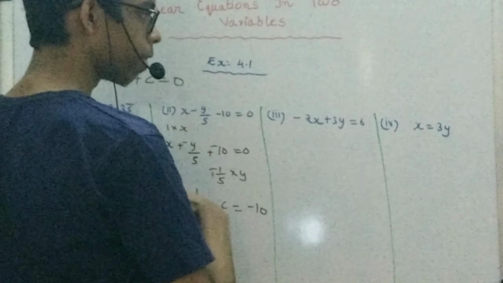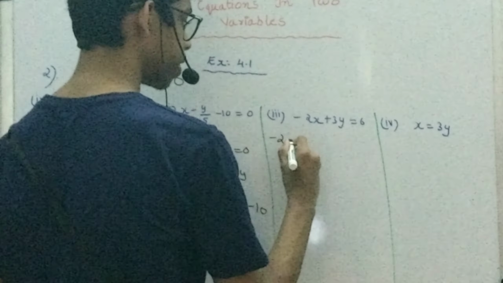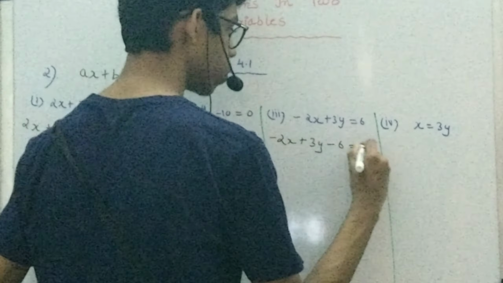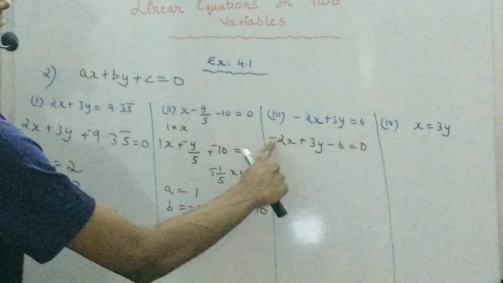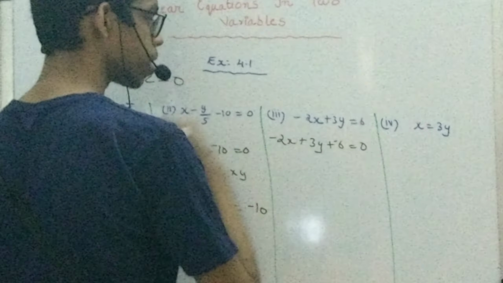Minus 2x plus 3y is equal to 6. Now bring the 6 to the other side. So we will be getting minus 2x plus 3y minus 6 is equal to 0. So this is of the form ax plus by plus c is equal to 0. This you can write plus minus.